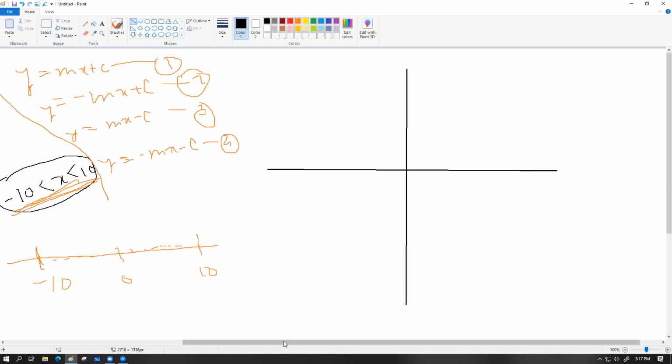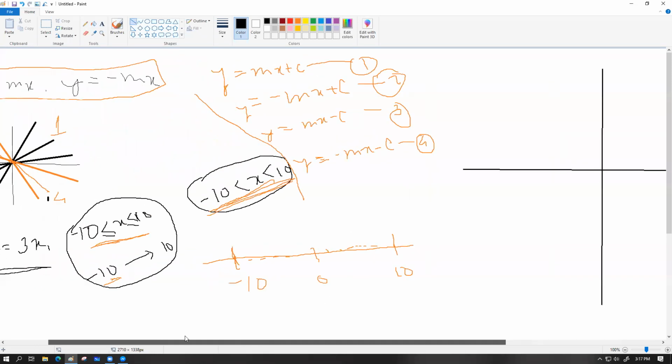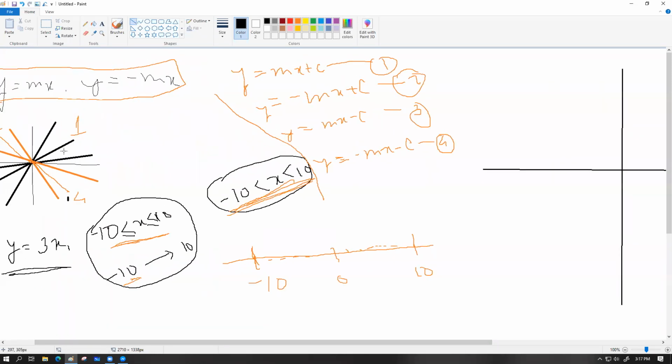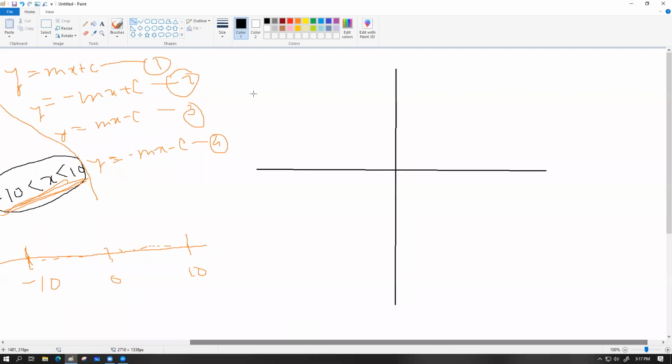So positive gradient means lines which are tilted like those black lines, not like those orange lines. So one of the general sketches for graph number 1, let me draw this with, let's say, green, could look like this. Let's say this is our equation number 1. So this is y equals mx plus c. Is it all right? Yes, sir. Positive gradient with a positive cutoff.